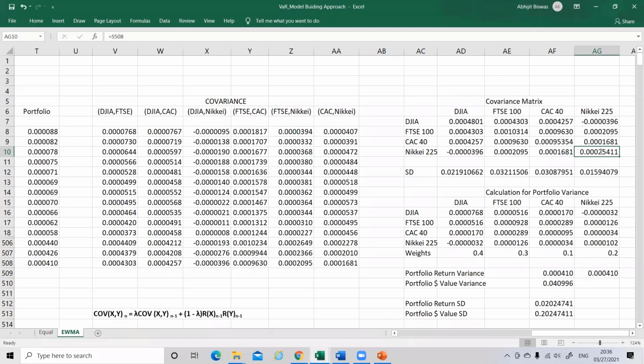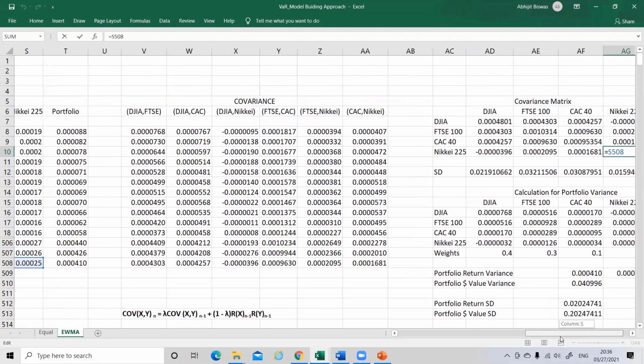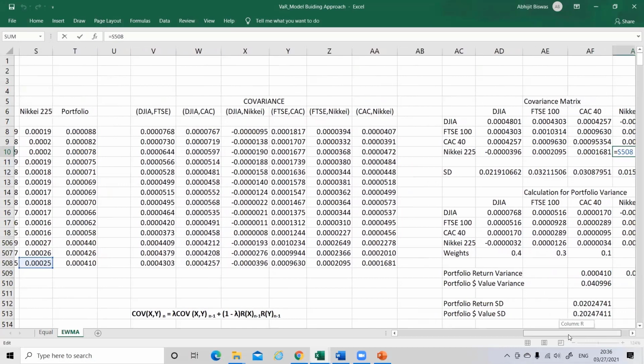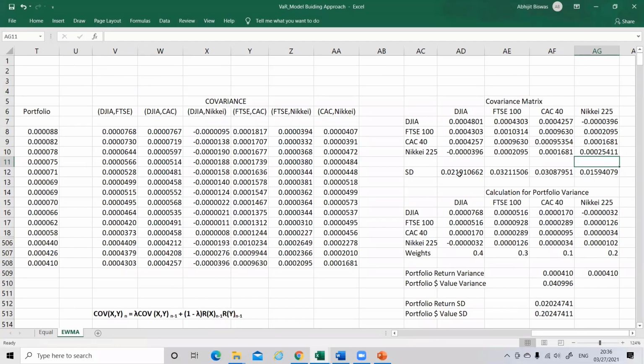In AG10, type equals to 508. So it's basically covariance between Nikkei and Nikkei. So covariance between Nikkei and Nikkei is same as variance of Nikkei. So that is captured in S508. S508.